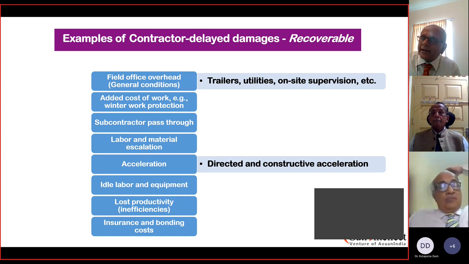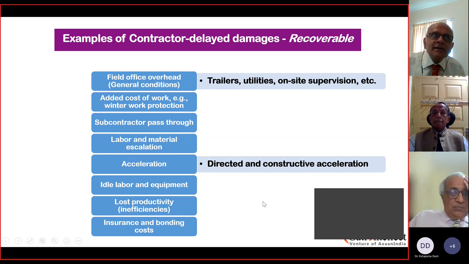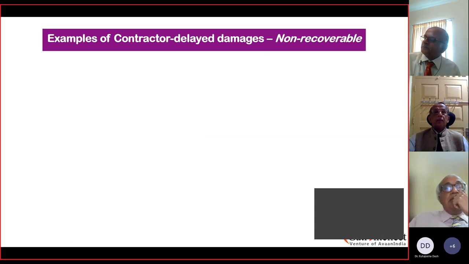Now, these are bank guarantees that are given because any project is time bound. And if the project is not executed in time, the principal or the owner can enforce the bank guarantee to take some part of the contract value as a penalty. So this is also a part and parcel of the delayed damages on behalf of the contractor, which could be recoverable.